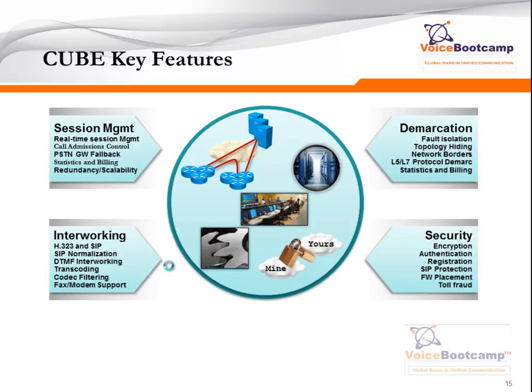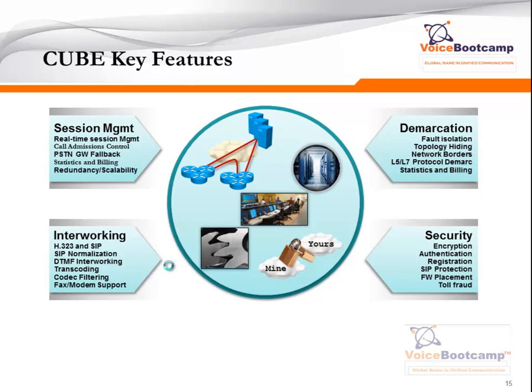Interworking is, for example, like I said, one side could be H.323 and the other side could be SIP. It supports DTMF interworking, transcoding, codec filtering, and so on. Demarcation is basically topology hiding. You can hide the internal network from the outside.